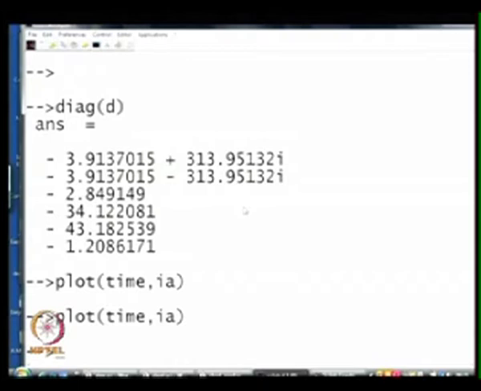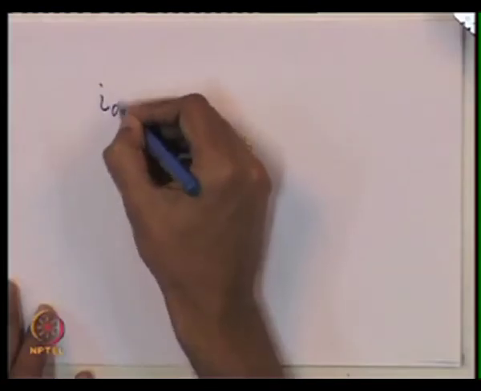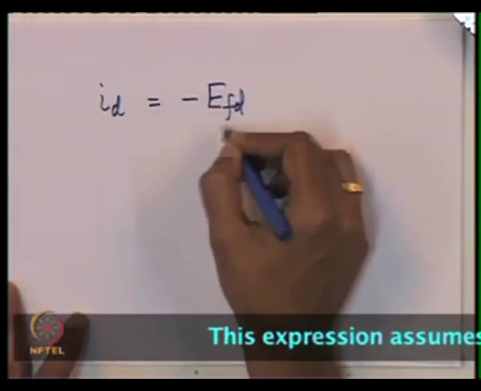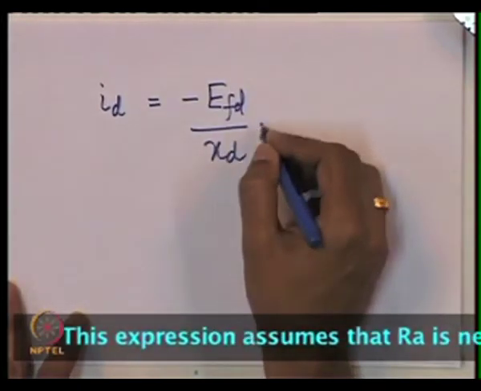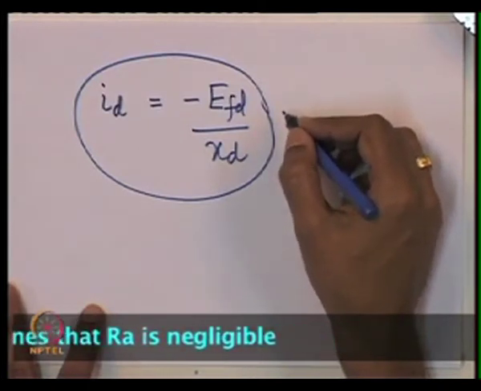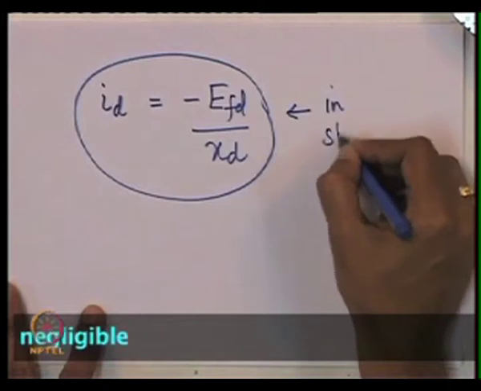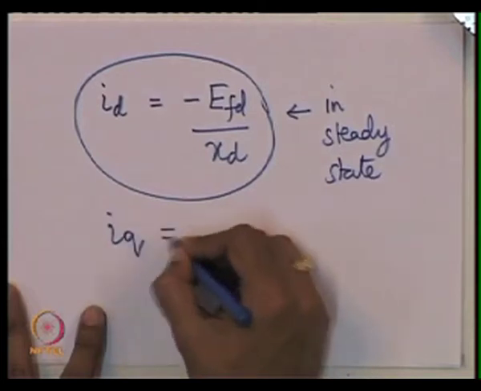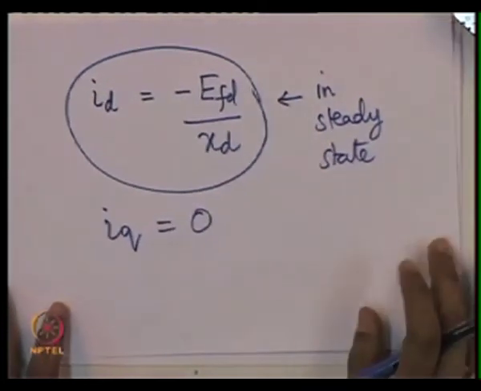Now, one of the things which we can see here, which we have done before, is that the steady state value of ID is nothing but minus EFD in steady state divided by XD. This is what one can easily prove for a short circuited generator. In steady state, I leave this as an exercise, and IQ in steady state is going to be equal to 0. This is something which you can prove very easily.